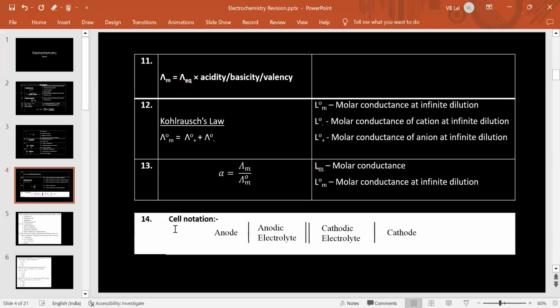I hope you understand them. Then molar conductance can be converted to equivalent conductance. This part anyway, I've written the formula, but I don't see any questions in CBSE for it. Kohlrausch's law and then degree of dissociation. Okay, then this is how you write the cell notation. So these are all the formulae that we have used.